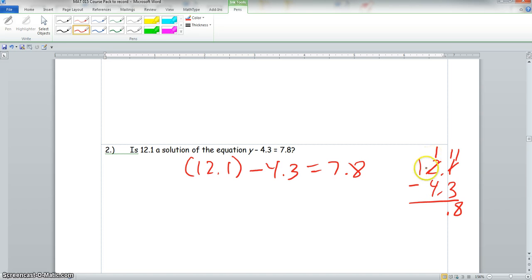We know we cannot take 4 from 1, so we borrow 1 from this 1, and then make this 11. 11 minus 4 is 7. So we know this side is 7.8, and it equals 7.8. So your final answer is yes.